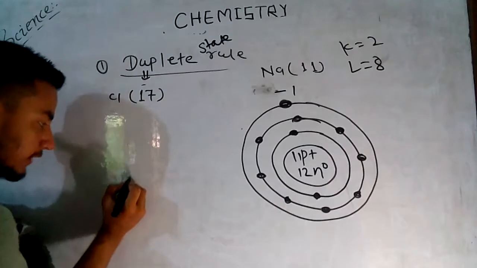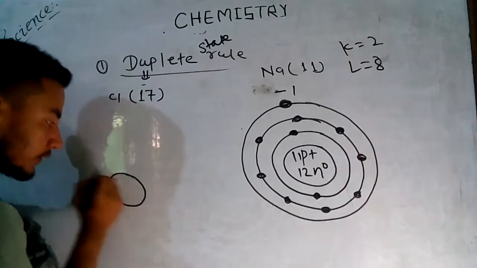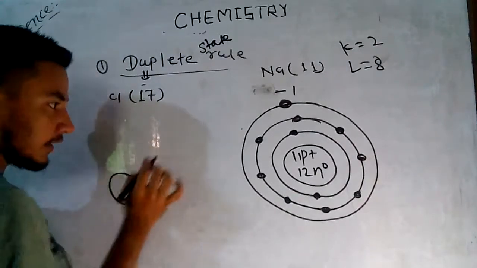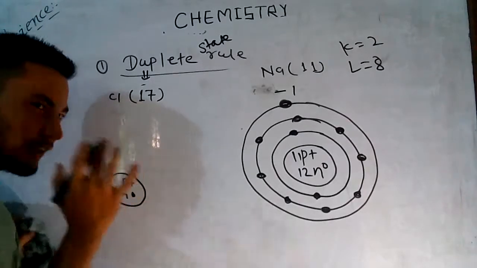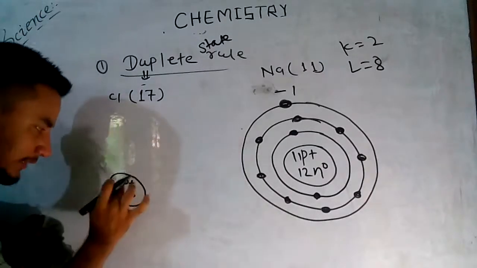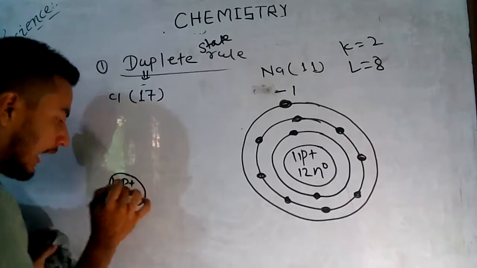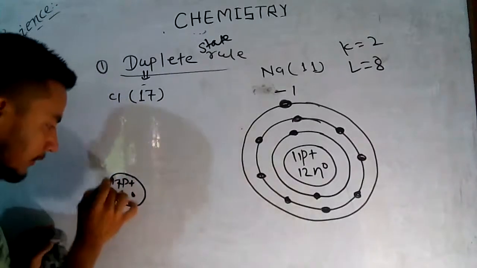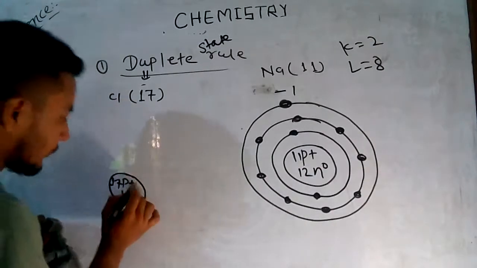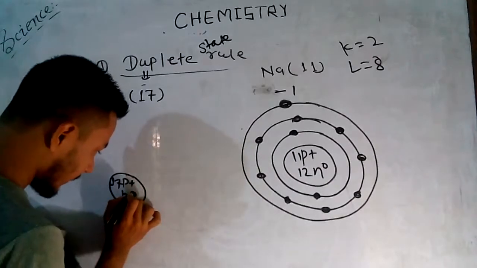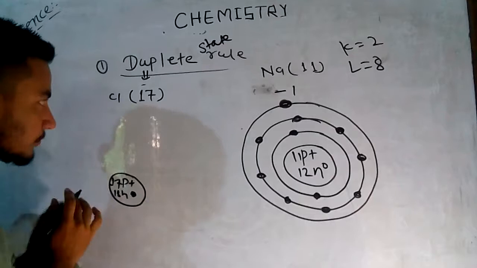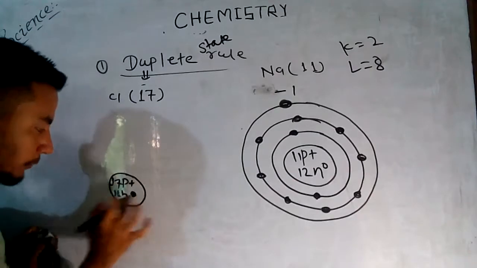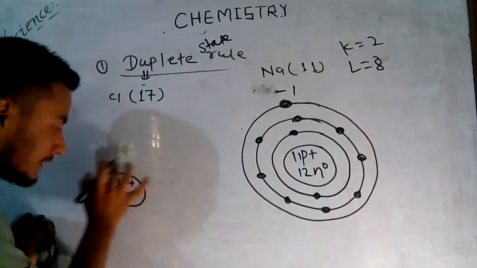First is our nucleus. Inside the nucleus there are protons and neutrons. Here I am not writing numbers, so don't worry. Protons are 17, and you can see the chart one time, and here you write neutrons, which are 18. So here 17 protons and here 18 neutrons. So this is the nucleus.